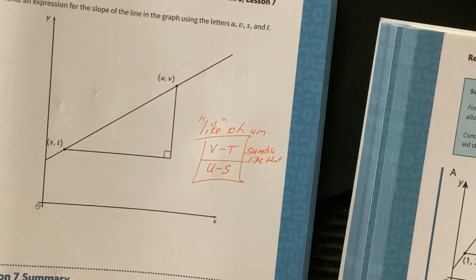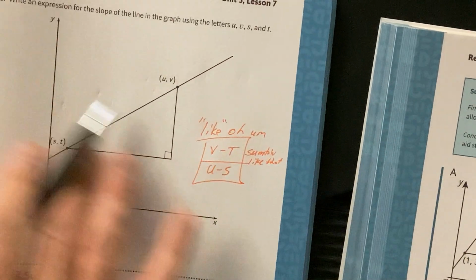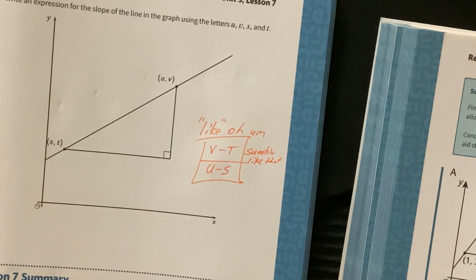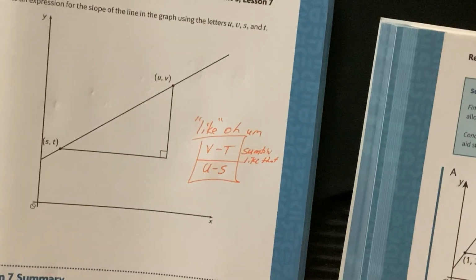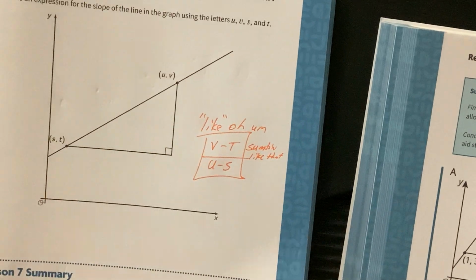Process is the same. Okay, remember, if your line is going uphill, you're going to have a positive slope. Keep that in mind. If it ever is going downhill, it's going to be negative. Okay, go in the same order. If I do V minus T, I have to do U minus S. That's the most important thing.